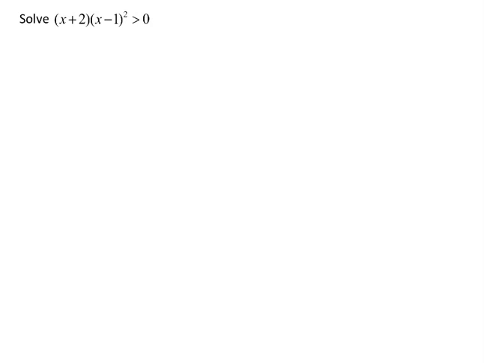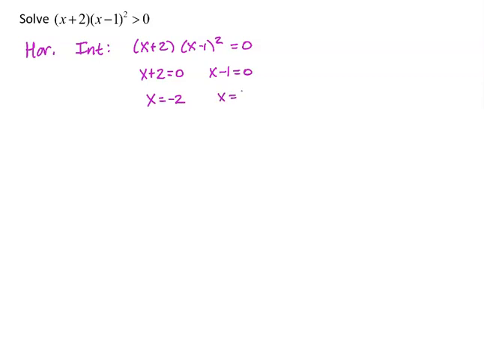So the first thing that we want to do is find any horizontal intercepts of our function. The way that we find a horizontal intercept is by taking our function, x plus 2 times x minus 1 squared, and setting it equal to 0, solving for x. Since it's already in factored form, we take each factor and set it equal to 0. So we get x equals negative 2, and x equals 1. These are the zeros of our function, and these would be the x coordinates of our horizontal intercepts.